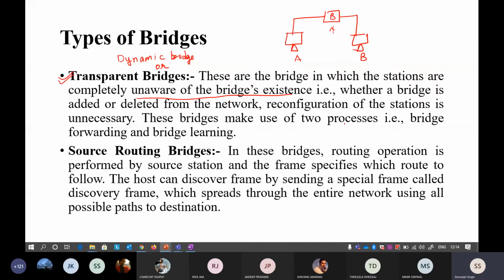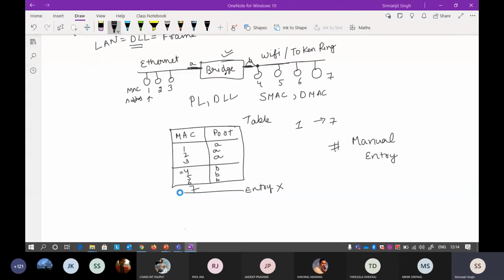This bridge makes use of two processes. The first process is called bridge forwarding and bridge learning. Now what happens is that this dynamic bridge, suppose this is a dynamic bridge, what does it do?